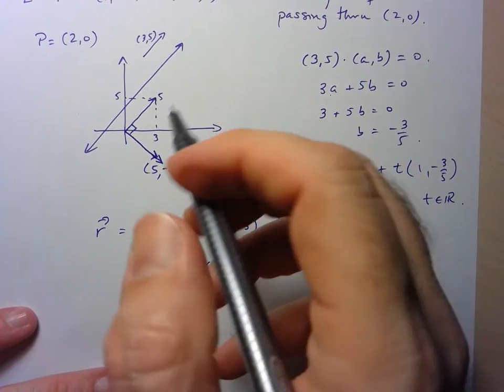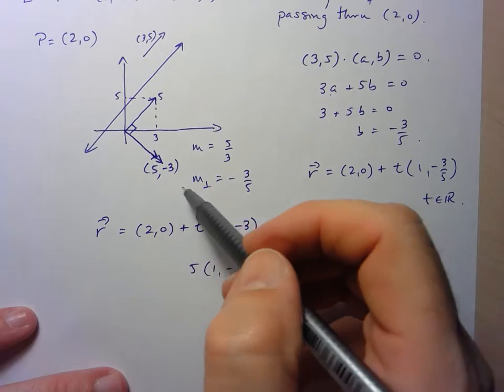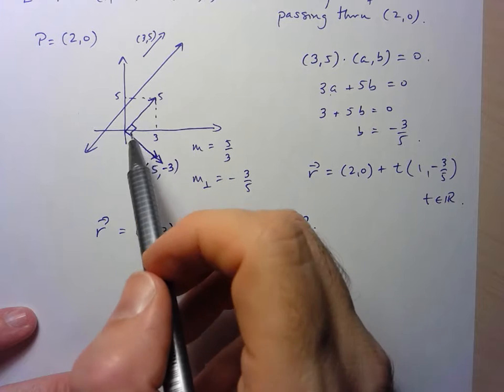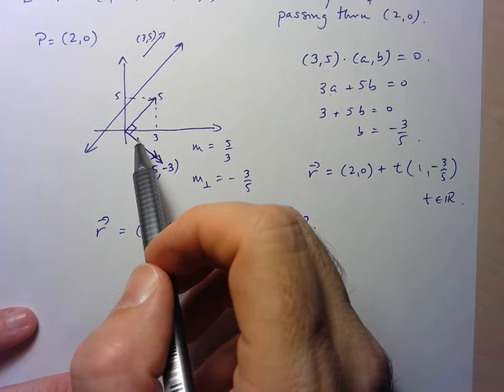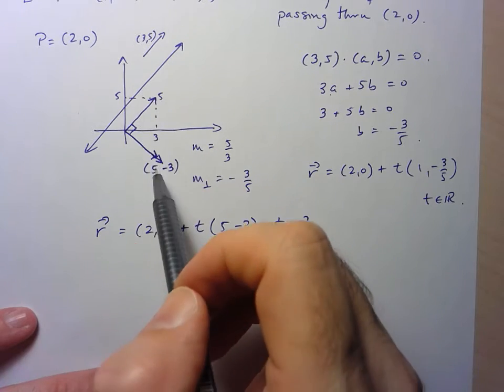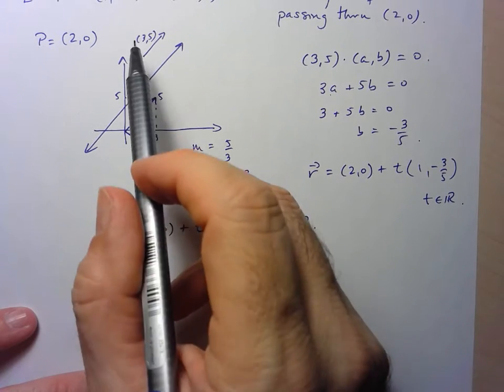Now what I want you to think about is, can we come up with a general statement about a direction vector for a line that's perpendicular to a given one? If you think about it, you can see a relationship between these two vectors.